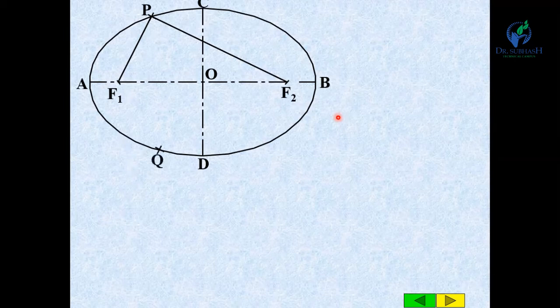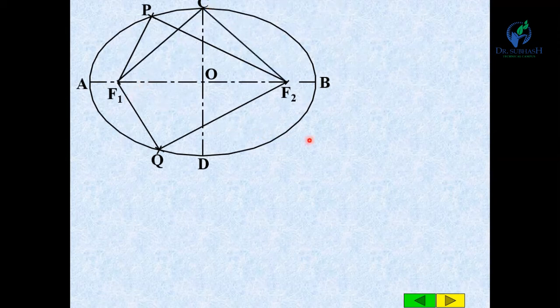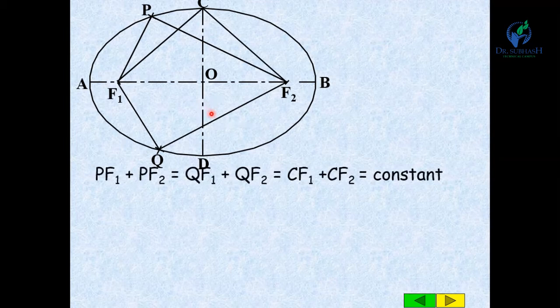Take another point Q. So the distances of Q from the two foci are QF1 and QF2. And the distances of point C from the two foci are CF1 and CF2. Now as per our definition, the sum of the distances from two fixed points, PF1 plus PF2, is equal to QF1 plus QF2, is equal to CF1 plus CF2, is equal to a constant.